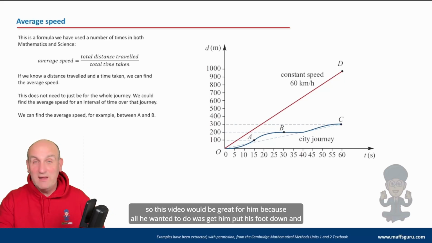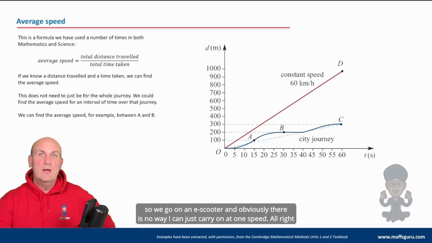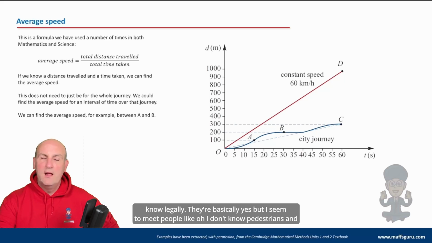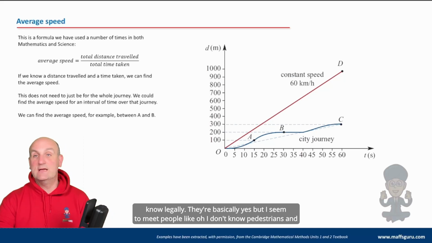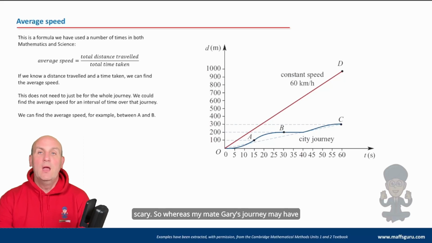I'm like, how on earth can you drive and not go around a corner? All right, so this video would be great for him because all he wanted to do was get in, put his foot down and just drive without stopping. I go to work on an e-scooter, and obviously there is no way I can just carry on at one speed, 15 kilometers an hour in Victoria, legally. But I seem to meet people, like pedestrians and other cyclists and traffic lights and cars, and sometimes all at the same time. It gets very, very scary.